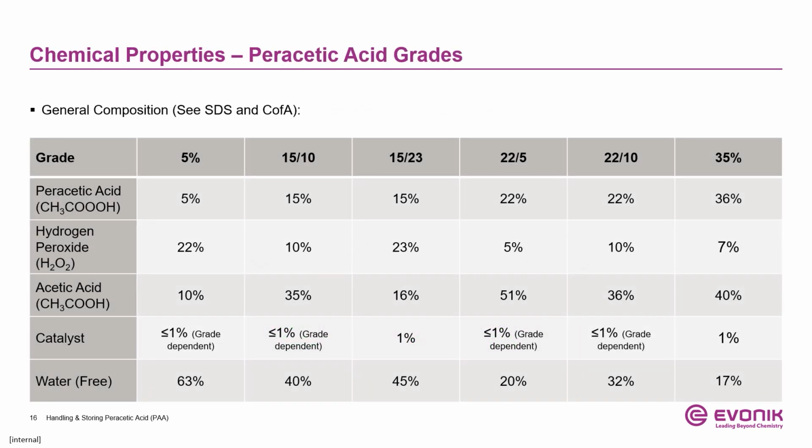Evonik manufactures several different grades and concentrations of peracetic acid for different industries and different applications. Typically, a peracetic acid formulation is identified by the peracetic acid content, followed by the hydrogen peroxide content. For example, a 22-5 PAA would refer to a peracetic acid formulation containing 22% peracetic acid and 5% hydrogen peroxide. The table represents the chemical properties of Evonik's various peracetic acid formulations.